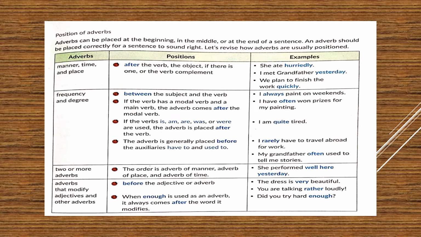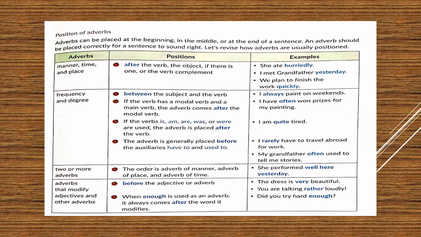So, as we were discussing in our last video, what can be the position of the adverbs? Now, manner, time and place are generally placed after the verb, the object, if there is one, or the verb complement. So if there is an object, then it will be placed after the object. If there is a verb complement, then it will be placed after that or after the verb. What? Manner, time and place. Coming to frequency and degree, they are generally placed between the subject and the verb. Example, I always paint. I is the subject here and paint is the verb. So always is the frequency.